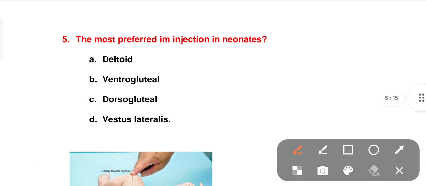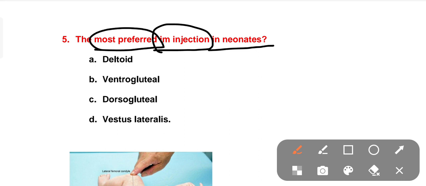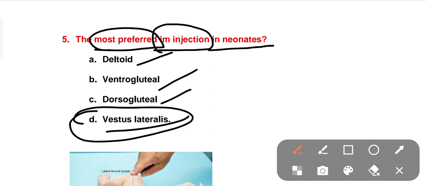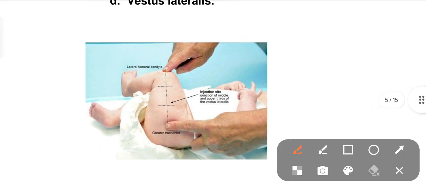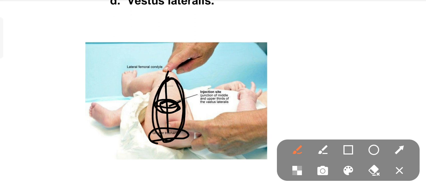So the next question is the most preferred IM injection site in neonates. In the case of neonates, what is the most preferred site for giving IM injection? The options are deltoid muscle, ventrogluteal muscle, dorsogluteal muscle, vastus lateralis. The right option is vastus lateralis. We can see the vastus lateralis in the image. Here we have the lateral femoral condyle and the greater trochanter. Between these we can give the IM injection. Why? Because in neonates these muscles are bigger. So here only we can give the IM injection in the case of neonates.